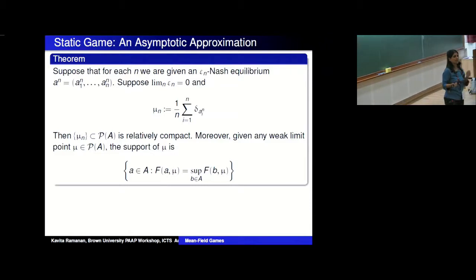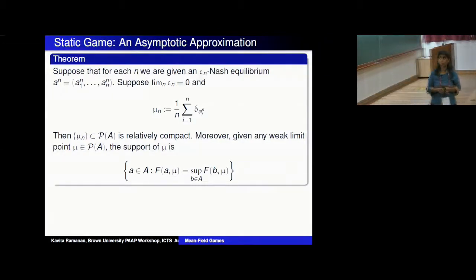Okay? Yes, Harsh, please. So what does it mean for the weak limit to be a Nash equilibrium? Well, a Nash equilibrium for which game?